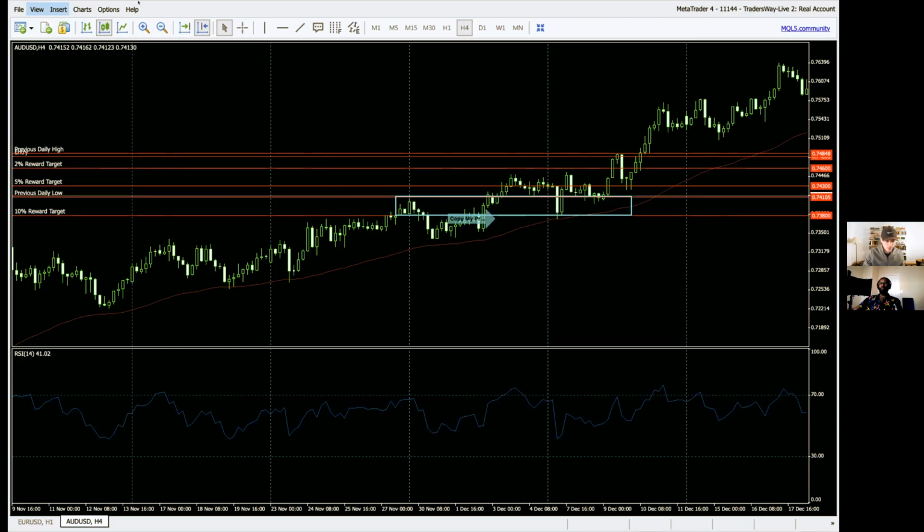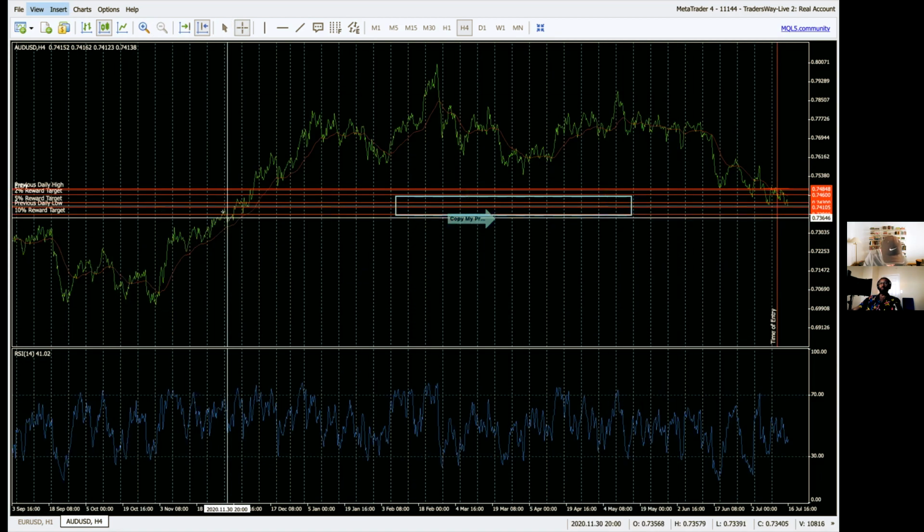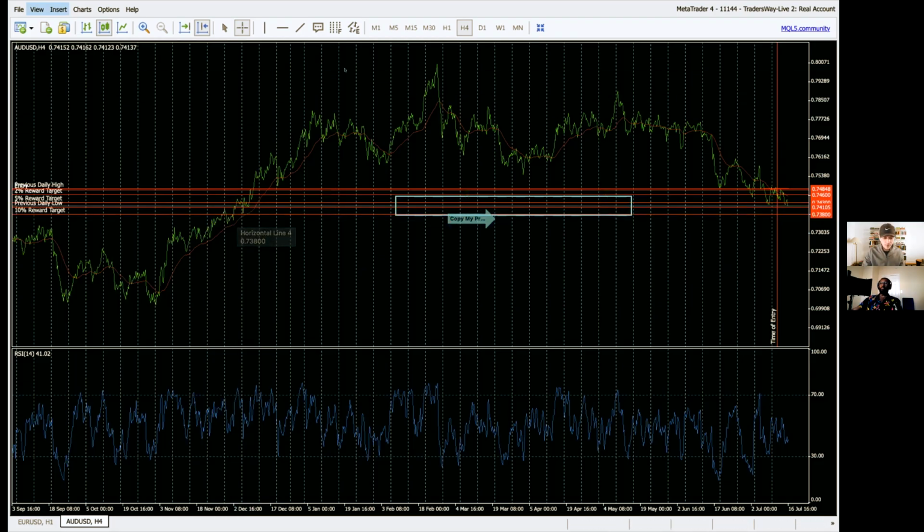So if we zoom out, it's kind of hard to see, but you can see the 10% reward target is going to be right here. You can see the little zone that was formed right here. That's what we're looking for in anticipation of this to continue down.